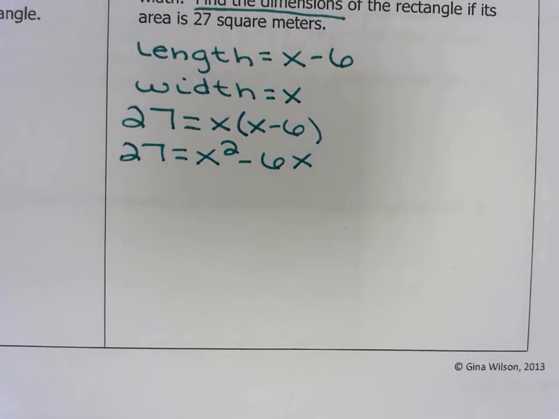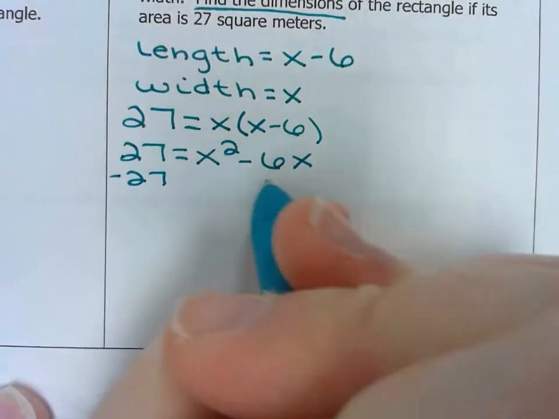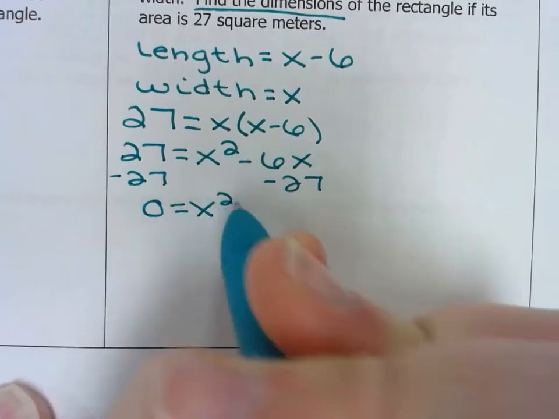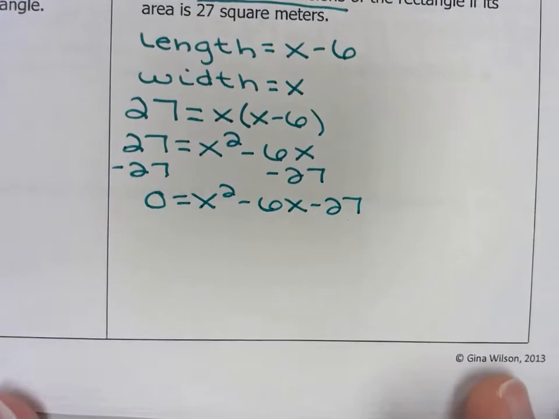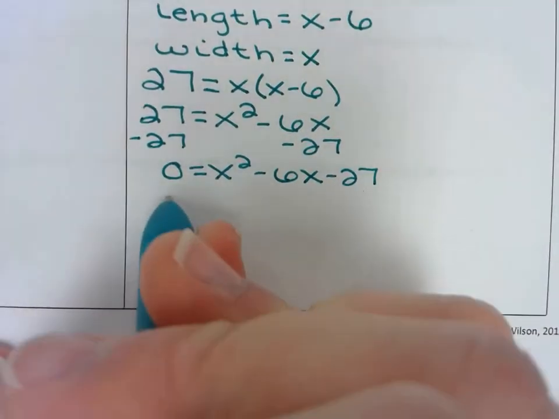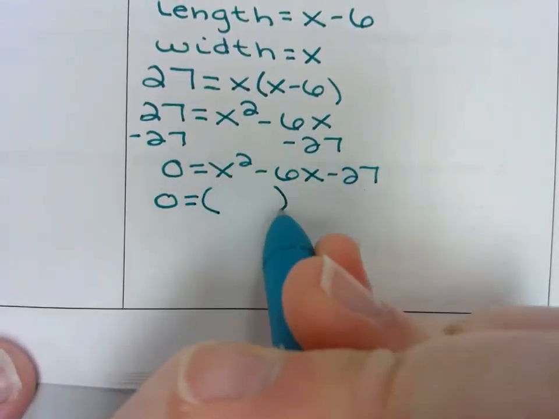Whether I do factoring or the quadratic formula, I have to get it equal to 0. How am I going to get this equal to 0? Subtract 27 from both sides. So 0 equals x squared minus 6x minus 27. Let's try to factor this if I can. There's no GCF. How would I start trying to factor this? What's going to go in the front?